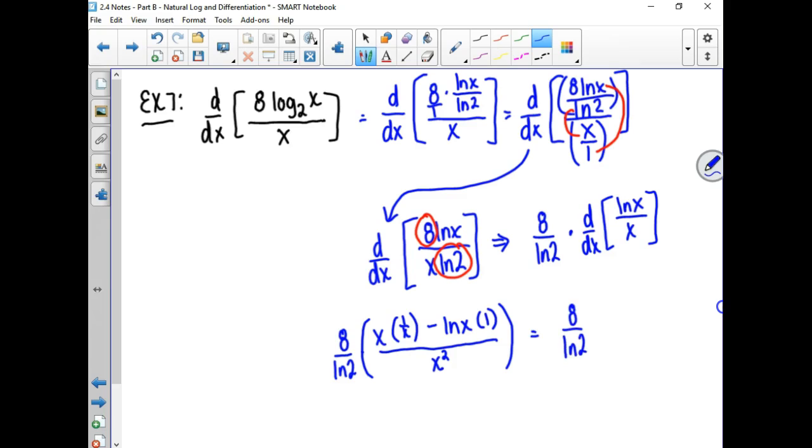So we get 1 minus natural log of x over x squared. And you're pretty much going to leave your answer like this. They might write it together like 8 times 1 minus natural log of x over natural log of 2 times x squared. They may put it together something like that, but there's not really much to do with that. All right, questions.